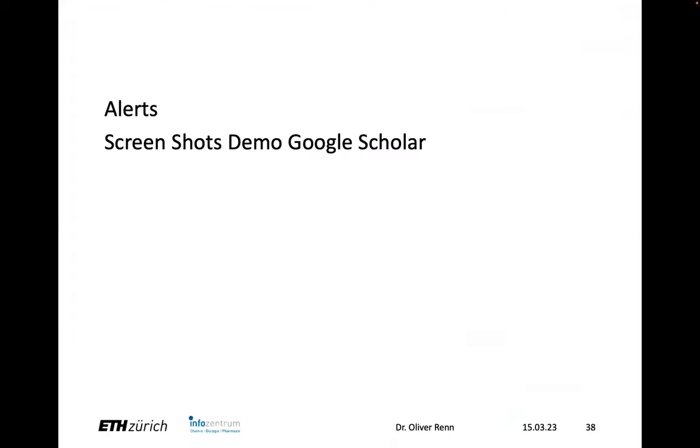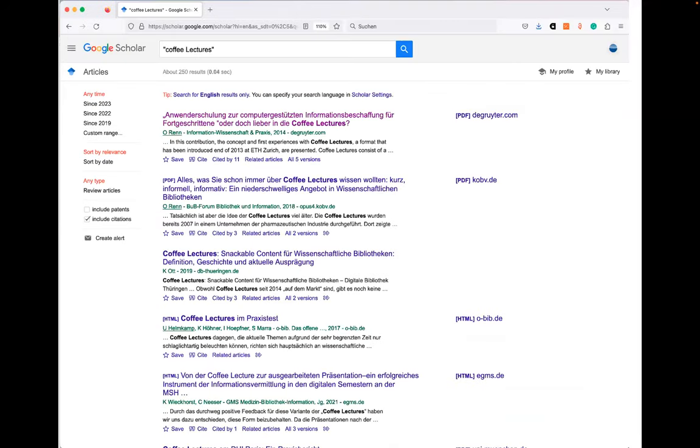Next is the same for Google Scholar, which is a free resource. If I do a search on coffee lecture here, it doesn't tell me the exact number of hits. It says it's probably about 250. So that's the disadvantage of Google Scholar, that the quality of results is not as good, but of course you get the highest recall, you get the most hits.